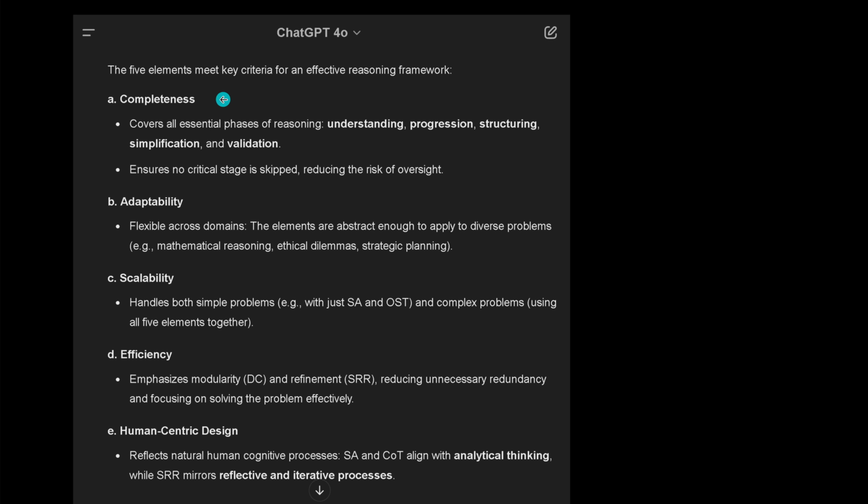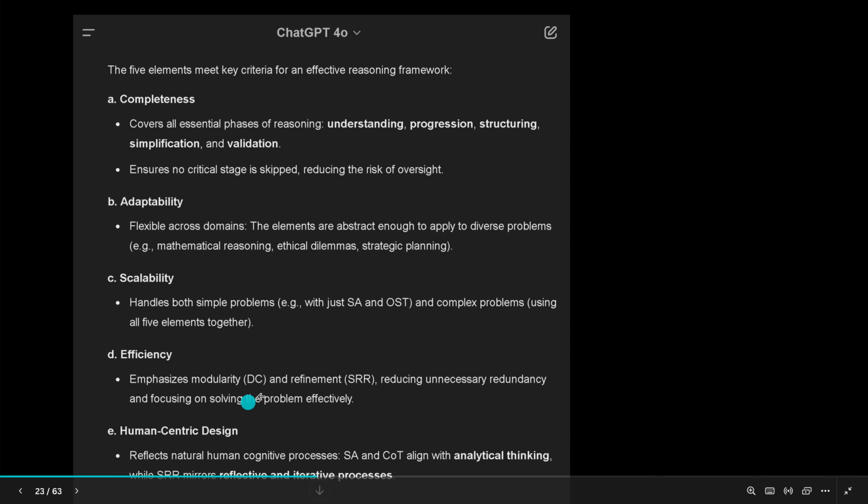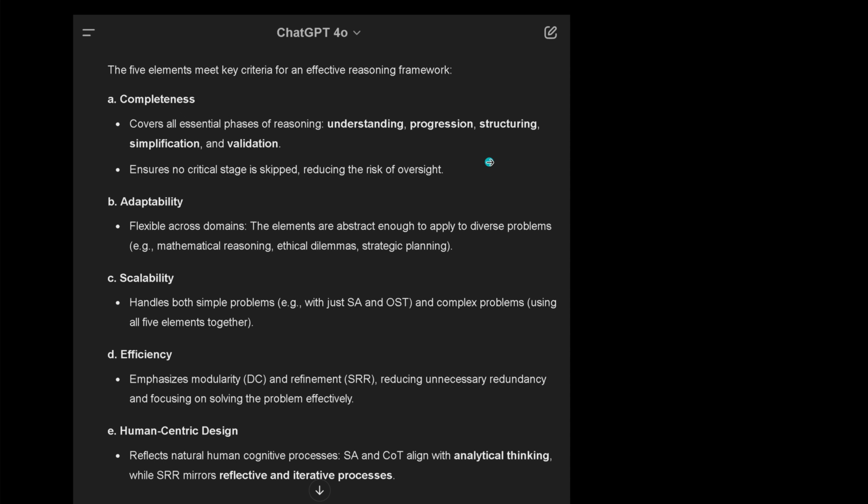If you want to have a mathematical perspective on this, I just asked, hey, can we also find a coherence to a more strict system? And I was talking about completeness, adaptability, scalability, efficiency, and this human component, this human-centric design. And after some discussion, ChatGPT agreed with me that completeness covers all the essential phases of reasoning: understanding, progression, structuring, simplification, validation. So you see, we are building a simplified version. Great.